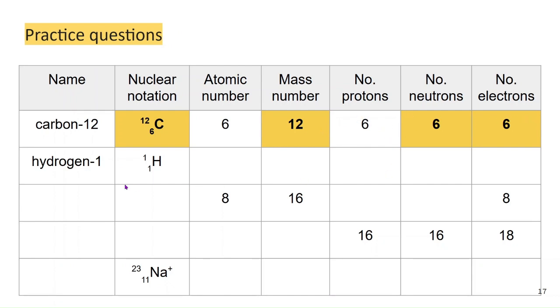All right, so I would like you to try and figure out the rest of these. Look at your periodic table to help you. So take a moment and see if you can figure these out. And then I will quickly go through the rest of these.